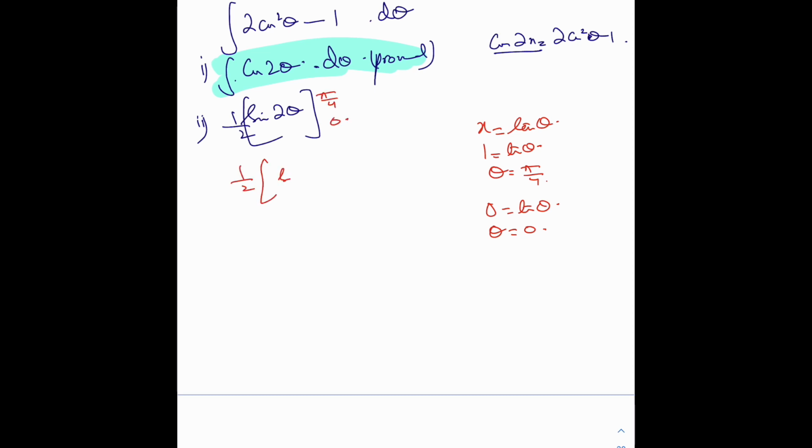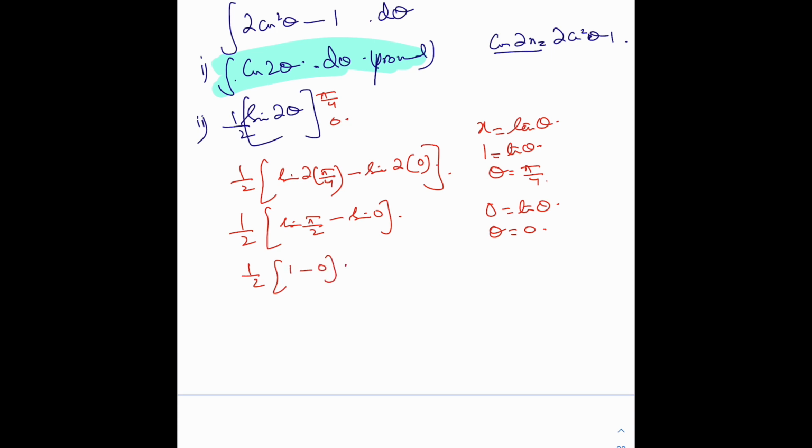Half sine of 2 times pi by 4 minus sine of 2 into 0. Half sine of pi by 2 minus sine of 0. Sine of pi by 2 is 1, minus sine of 0, which is 0. So half is the answer.